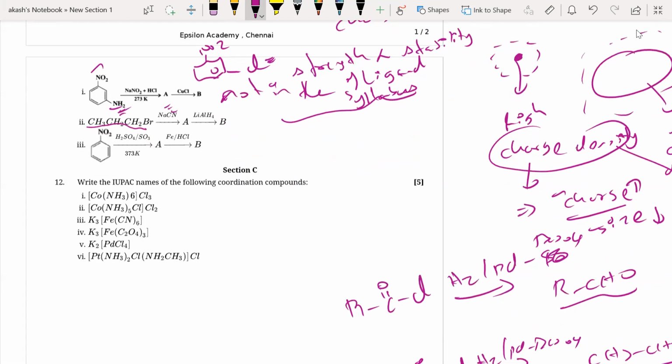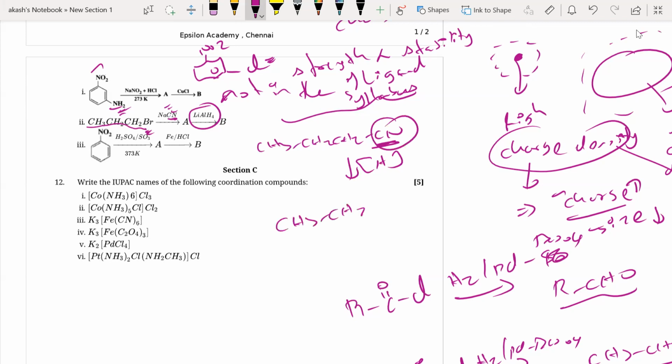So next one is this reaction I have, and I go for NaCN, very simple. Now the moment I have NaCN, CN minus replaces Br minus. So we will have CH3, CH2, CH2, CN, right? And I'm going for LiAlH4. LiAlH4 is a reducing agent. Whenever we have cyanides on reduction, what will happen? Basically this is C triple bond N. You just add hydrogen to this, so it will become CH3, CH2, CH2, CH2, NH2. That is the answer, A and B. A is cyanide and B is your amine.